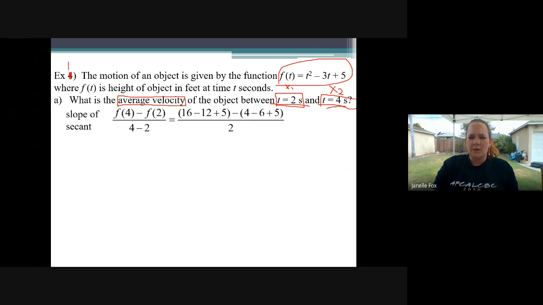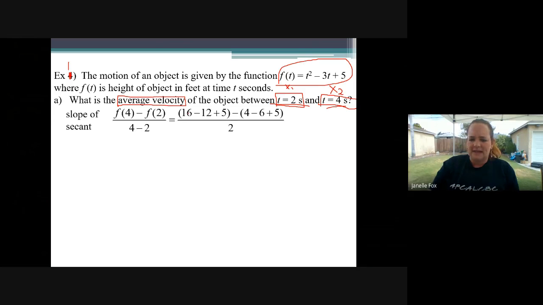So 4 squared is 16, minus 3 times 4 is 12, and then plus 5, so 16 minus 12 plus 5. And then minus, plug in 2. 2 squared is 4, negative 3 times 2 is negative 6, and this plus 5. And then now, guys, it's just a matter of simplifying this, okay? So it wasn't even that hard, right? You're just plugging in the numbers, and then now we're going to simplify it. I know, right? Like super fun.